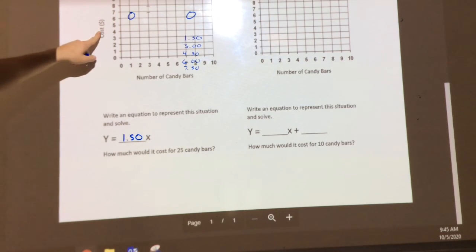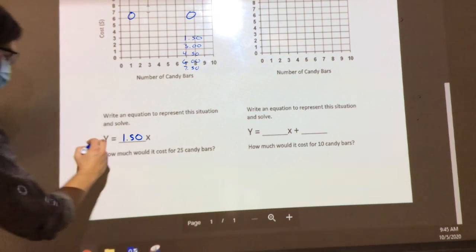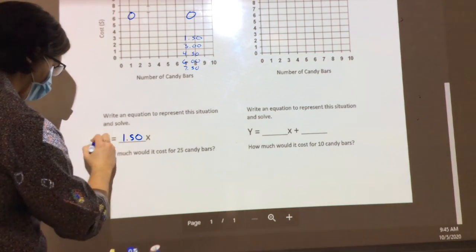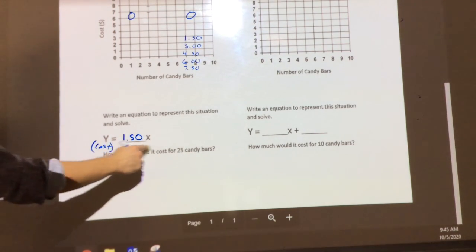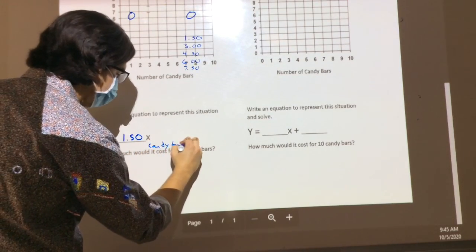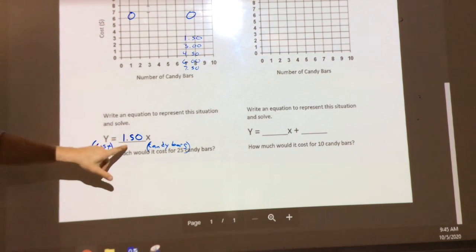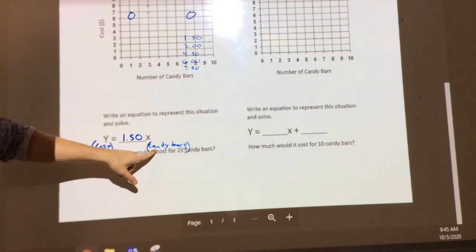So let me read this equation to you. Y, which is my cost, because this is the y-axis, do we agree? So y, my cost, is equal to $1.50 times x, my candy bars, which I'm getting from right there. So do we agree that the total cost is equal to $1.50 times the number of candy bars?